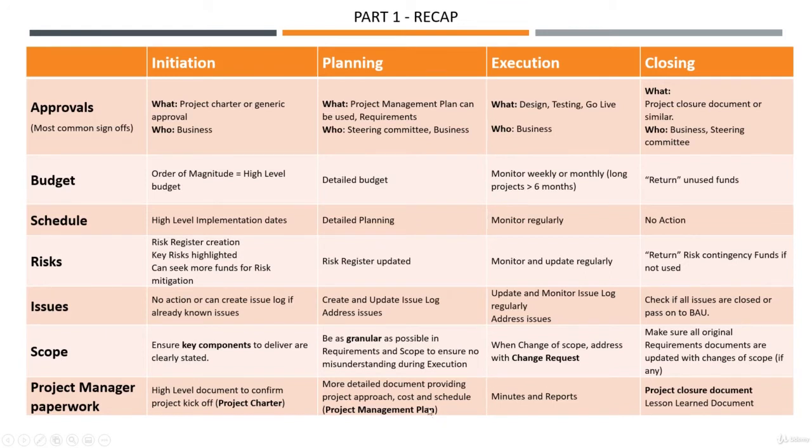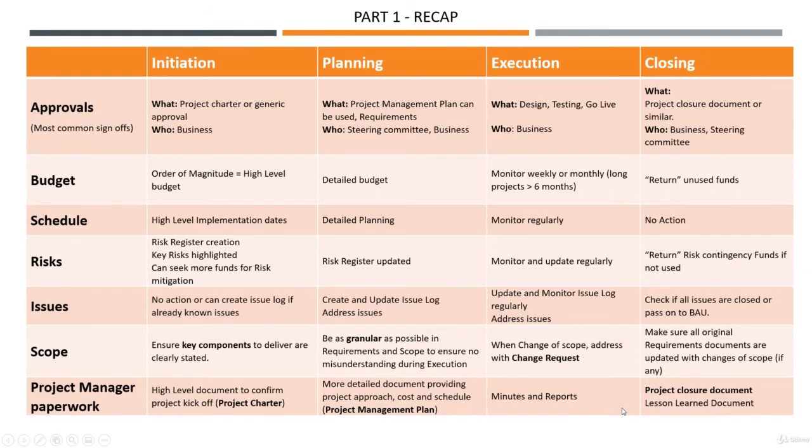So obviously there's other paperwork around, project approach, cost, schedule, but the project management plan should be a summary of all that has been decided, and that would include cost, schedule, approach, and the likes. So during execution, there are two types of documents that the project manager needs to work on. It's minutes and reports. The reports, important.